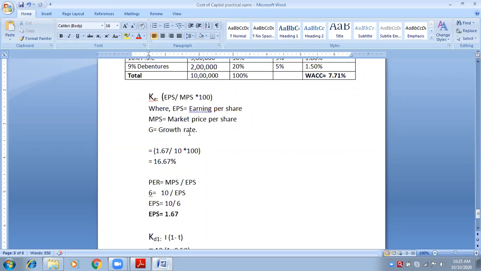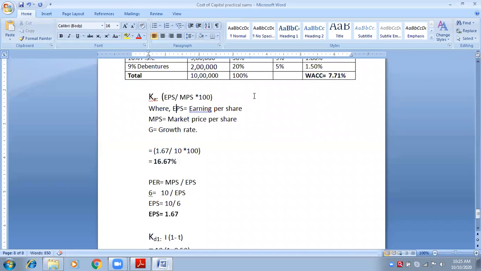So let us put the values in the formula. What is EPS? We calculated just now, 1.67, divided by MPS, which is 10. Here, MPS is 10, equal to face value, into 100 because we want it in the form of percentage. Therefore, 1.67 divided by 10 into 100. What is the answer? 16.7%. Yes. So this is my KE.